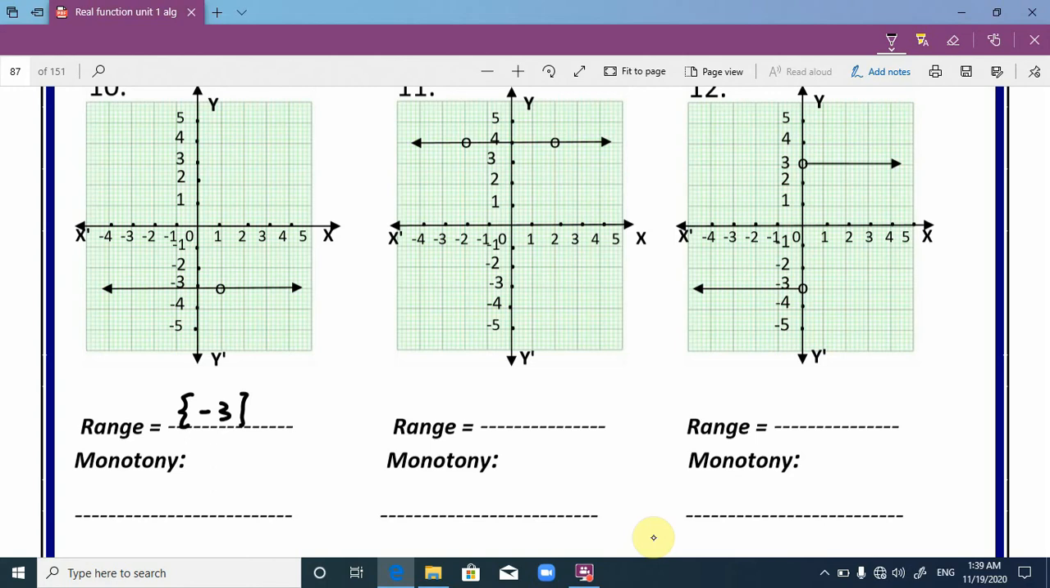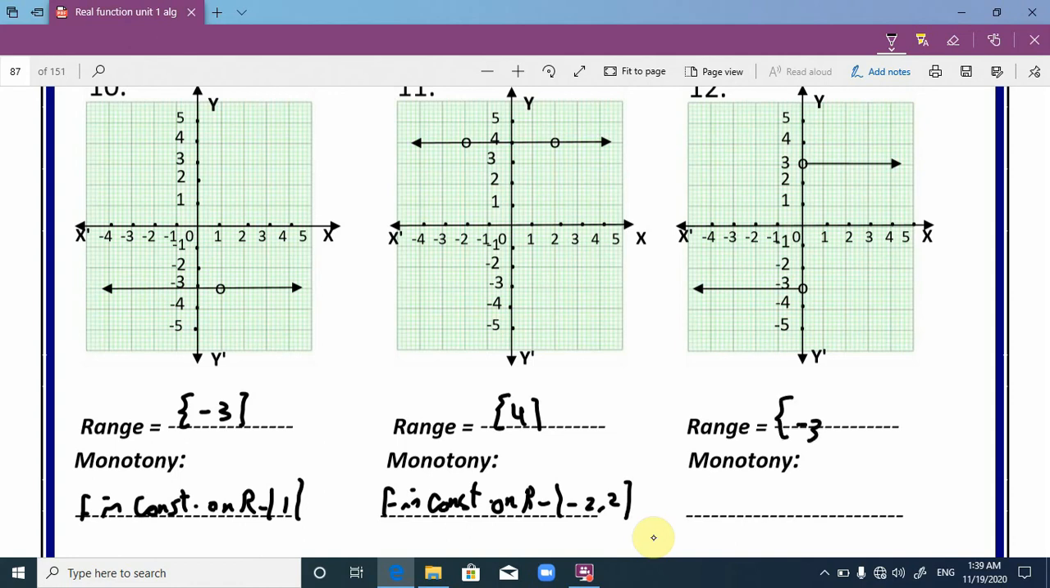The monotony here is constant. f is constant on R except x equals 1. Here the range is the set 4, because if we reflect the straight line on the y-axis it gives the set 4. The monotony here also: f is constant on R except two numbers on the x-axis, negative 2 and 2, because they are open. Here the range is the set negative 3 and 3.